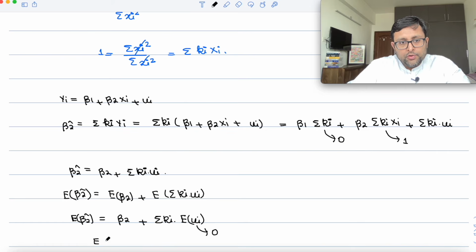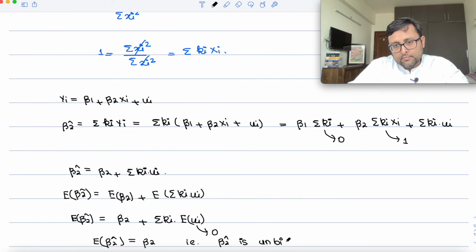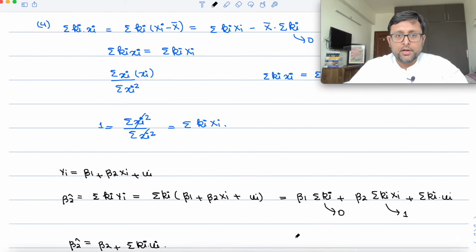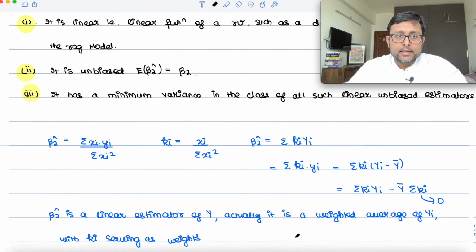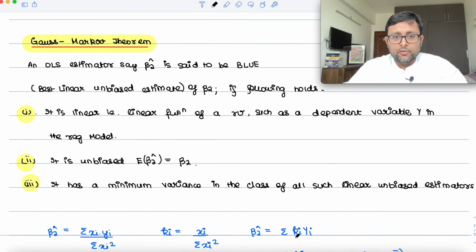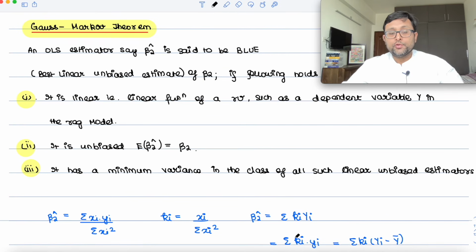So what is it that you have shown? That E of beta 2 hat is equal to beta 2. That is, beta 2 hat is unbiased. This is an unbiased estimator. That is what you have shown, that this is unbiased, and it is linear as well.